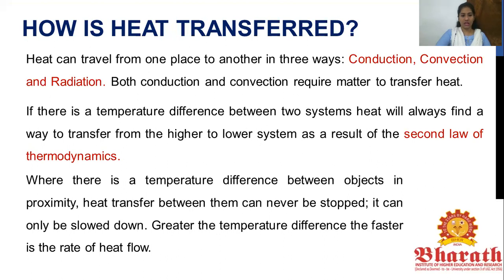So there's always a cycle going on. When there is a temperature difference between objects in proximity, the heat transfer between them can never be stopped. It can only be slowed down. The greater the temperature difference, the faster the rate of heat flow. Even if the difference is minimal, it can only be slowed down to a very minute level. It can never be stopped. This transfer keeps on happening because it is dependent on the second law of thermodynamics, going from a higher system to a lower system.